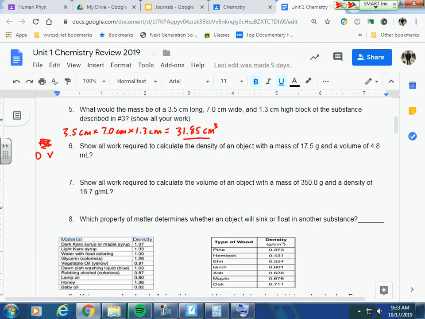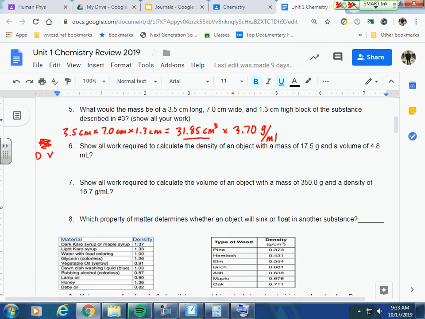So really the point of this problem is that you can use the length times width times height to find volume, but really you're doing the same type of deal as last one. You're going to take the volume times density, or density times volume. It doesn't matter which order they're in. So that times 3.70 grams per milliliter.